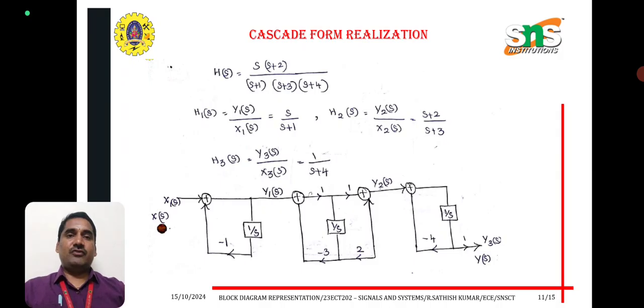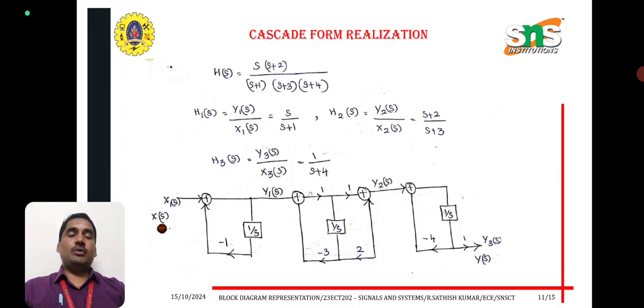Next one, cascade form. s into (s plus 2) divided by (s plus 1) into (s plus 3) into (s plus 4). H1(s) = Y1(s) divided by X1(s) is equal to s divided by (s plus 1). H2(s) = Y2(s) divided by X2(s) is equal to (s plus 2) divided by (s plus 3).